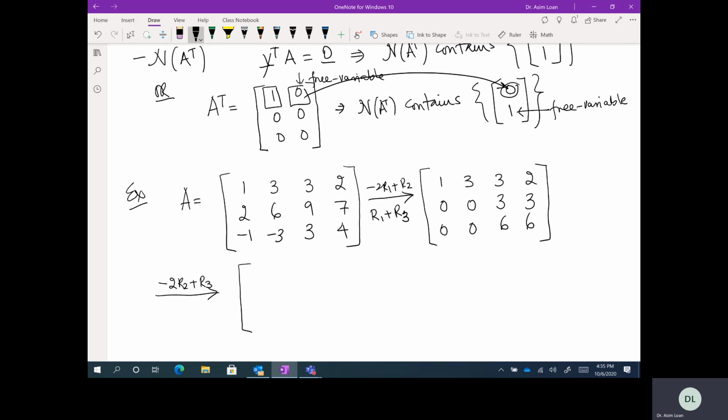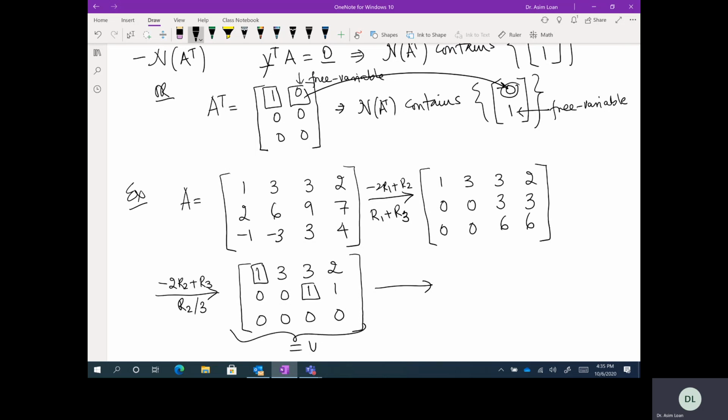Then I say minus 2 R2 plus R3. When I do that, I get 1, 3, 3, 2, 0, 0, 3, 3, 0, 0, minus 6 plus 6 is 0, minus 6 plus 6 is 0. This is U. Or what I can do is I say R2 divided by 3. If I do that, this is 1 and 1. So this is my U.